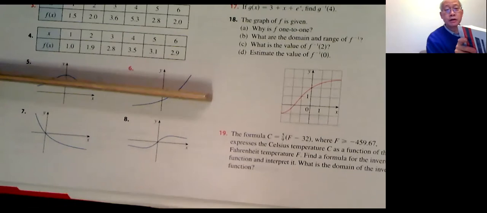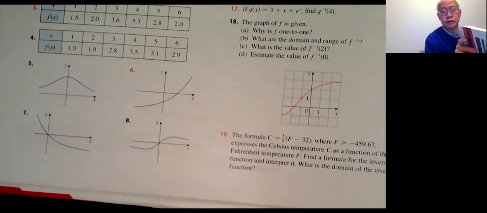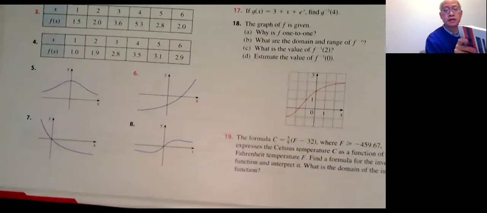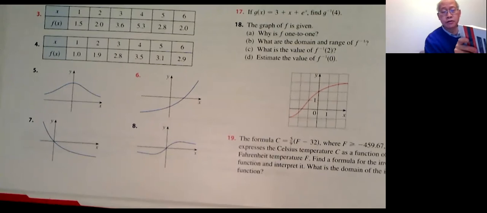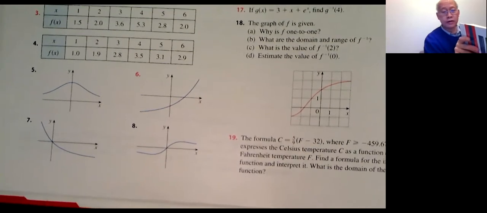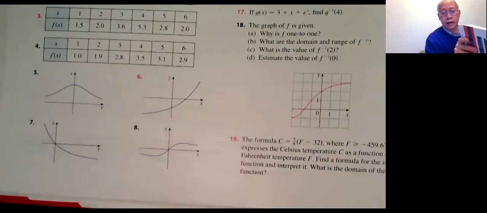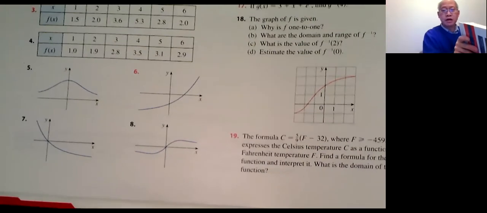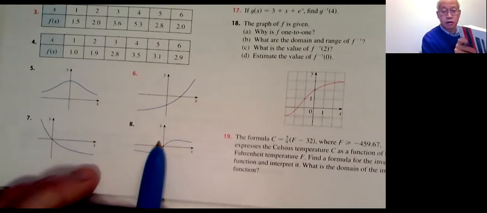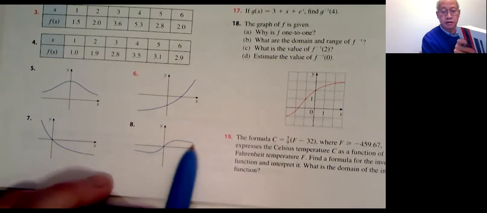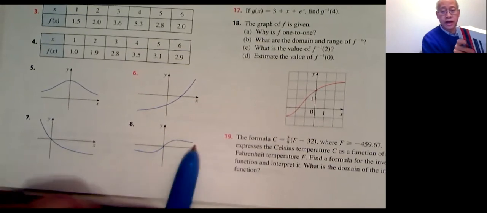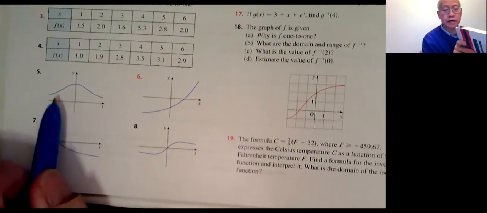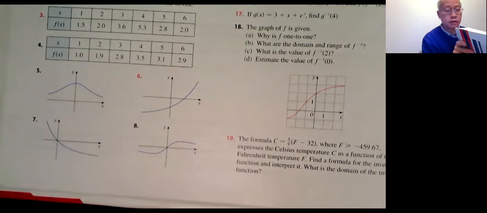So 5 is not one-to-one. Okay. How about 6? 6 is a yes. Yes, it is one-to-one. 7? Yes, it's one-to-one. And 8 might be kind of hard to see, but if I draw a horizontal line right around there, it's going to touch again. So 8 is a no, not one-to-one. Okay, so again, quickly: no, yes, yes, no.